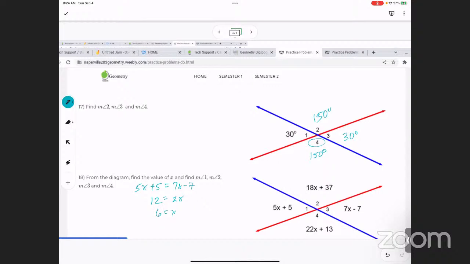But they don't want us just to find x. They want us to find the measures. Oh, so now you have to plug 6 in. You got it. So plugging 6 in here will give you 35. Plugging 6 in here better give us 35, right? Because it's across from it. 42 minus 7 is 35. Plugging in 6 here should give you the same thing as plugging in 6 here. So it's kind of like you're using this to help check your answer.